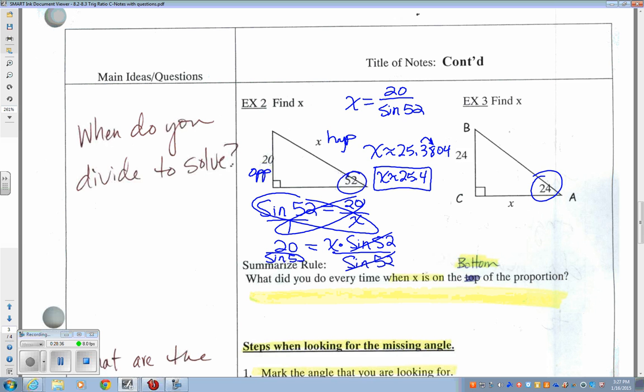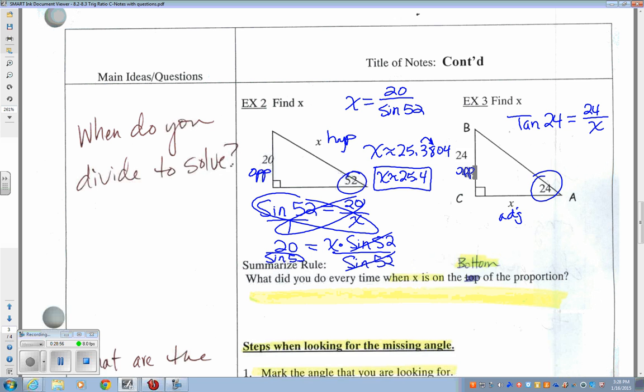24 is our angle. 24 here for BC is our opposite. X is our adjacent. Sorry. Then I determine what trig function that would be. That's tangent. Okay, I'm going to write tangent of 24 equals 24 over x.